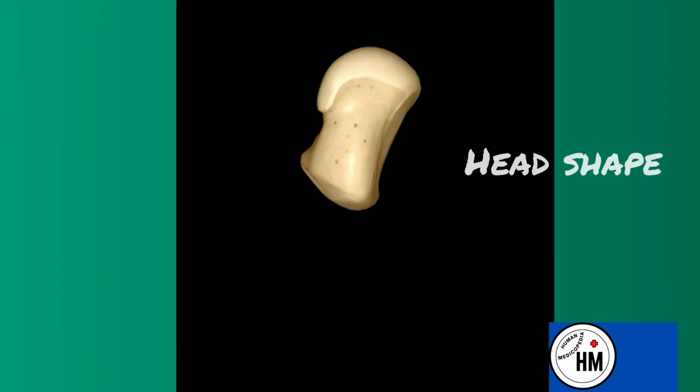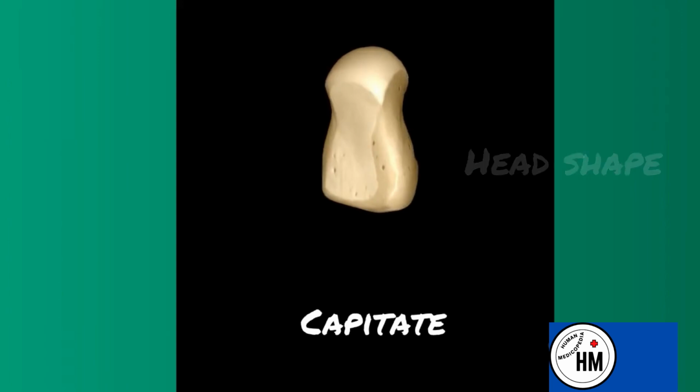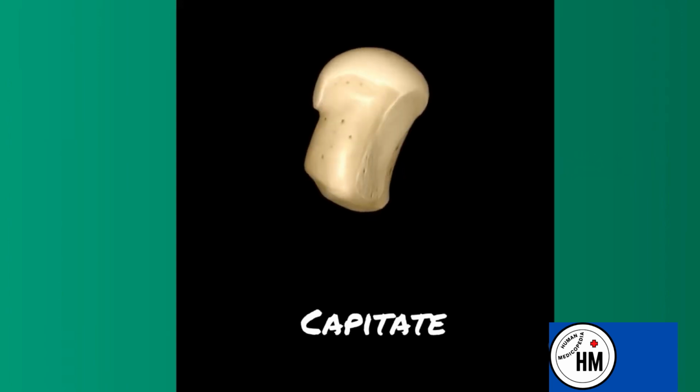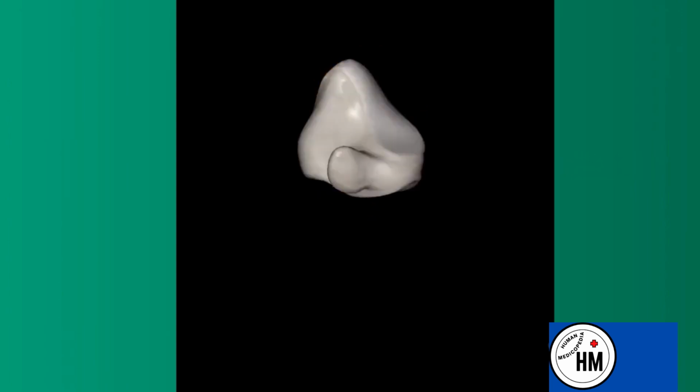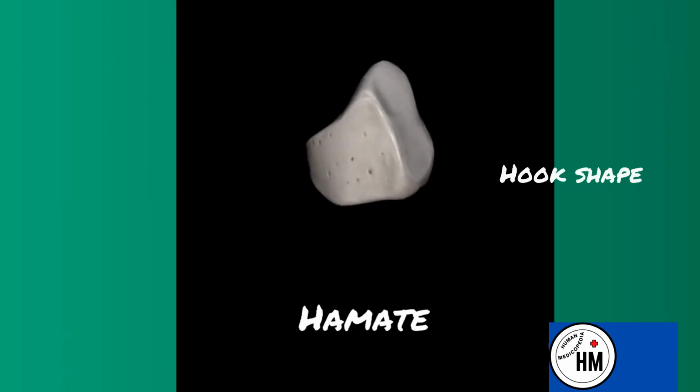Capitate is the largest carpal bone and is like head in shape. It is the first bone formed during development of carpal bones. And the last one, hamate, is like hook in shape.